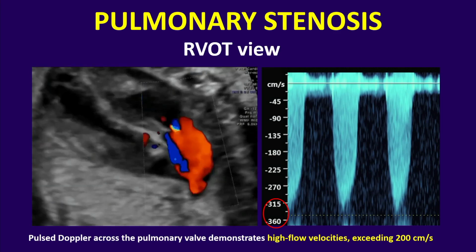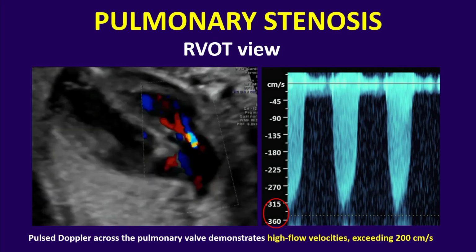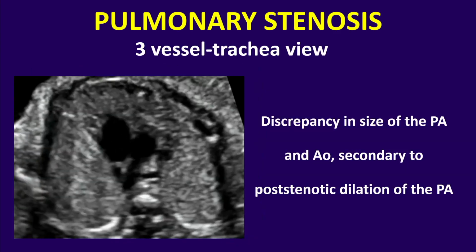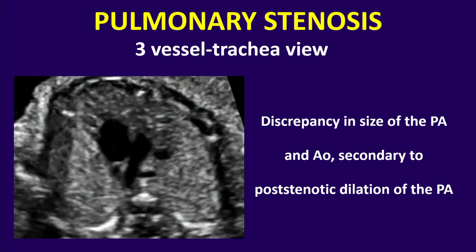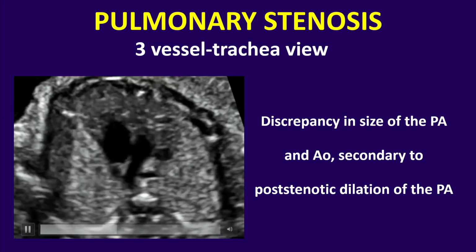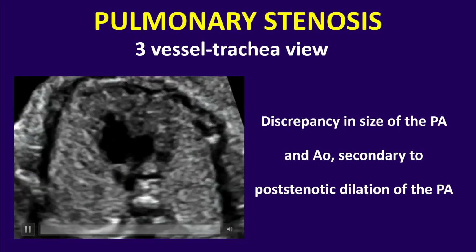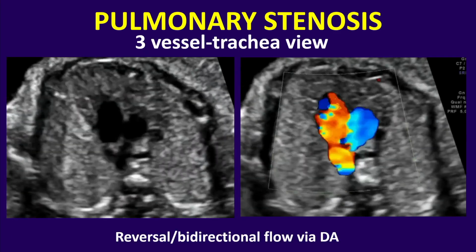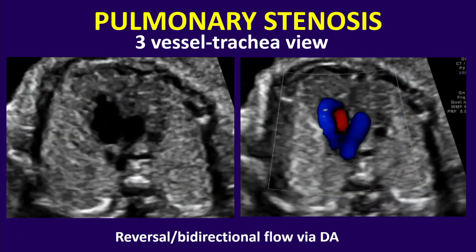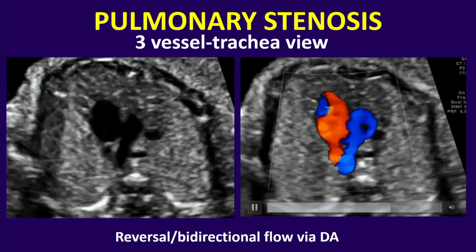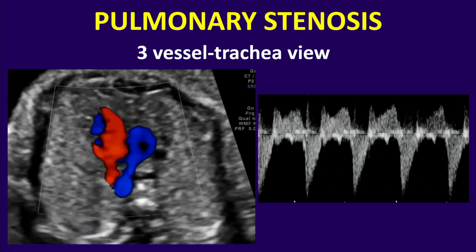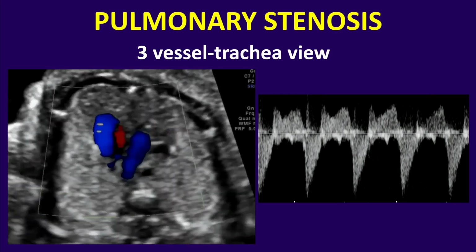For this case, we got the velocity over 200 centimeters per second, which was really consistent with very significant stenosis. So the three vessel and trachea view can demonstrate the same thing, the discrepancy in size where the pulmonary artery would look significantly larger than the aorta. And of course, application of the color Doppler in the setting of significant obstruction of the pulmonary valve and RVOT often would demonstrate the reversal flow through the ductus arteriosus or bidirectional flow, as you can see here.